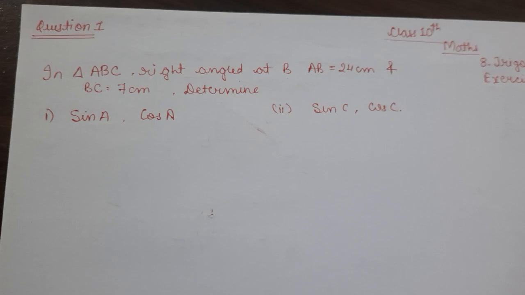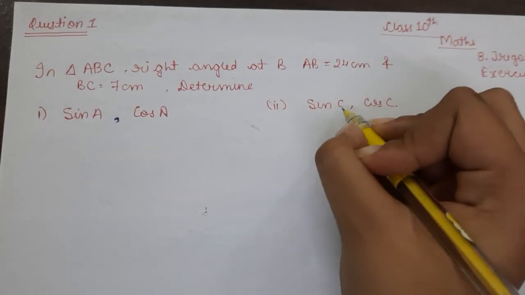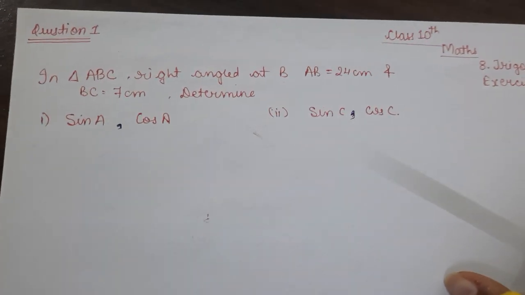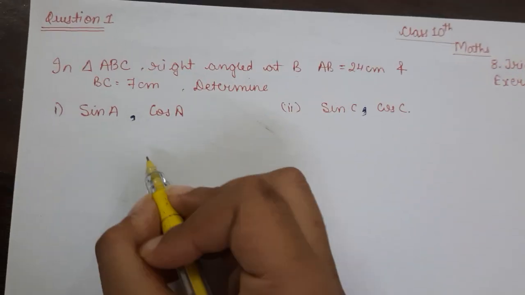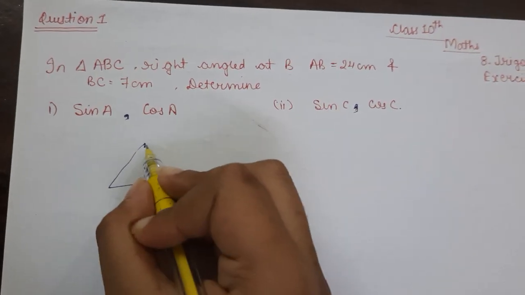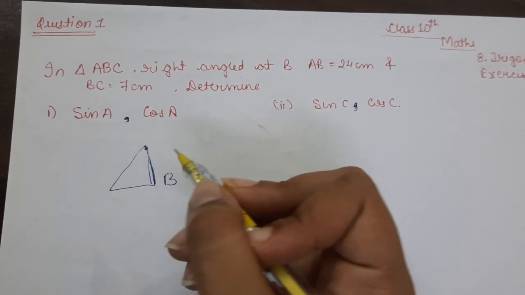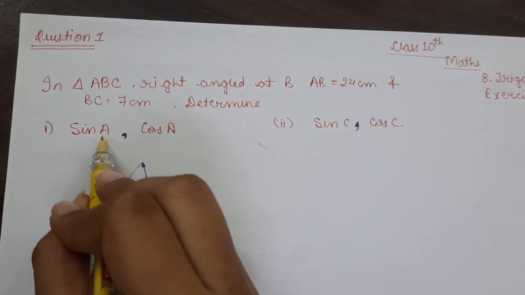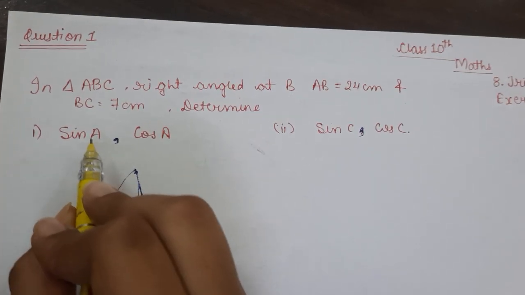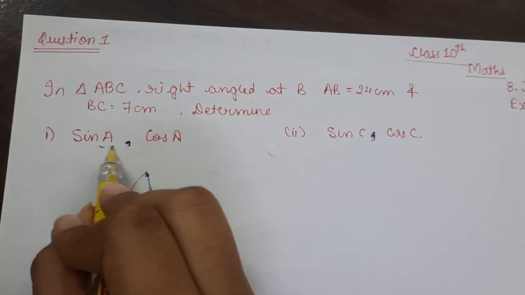The first one is sine A and cos A. The second one is sine C and cos C. So let's first draw the triangle for part 1. We have the right angle at B, and here we need to calculate it for sine A. So remember that with respect to which point you need to calculate, like here we need to calculate with A.